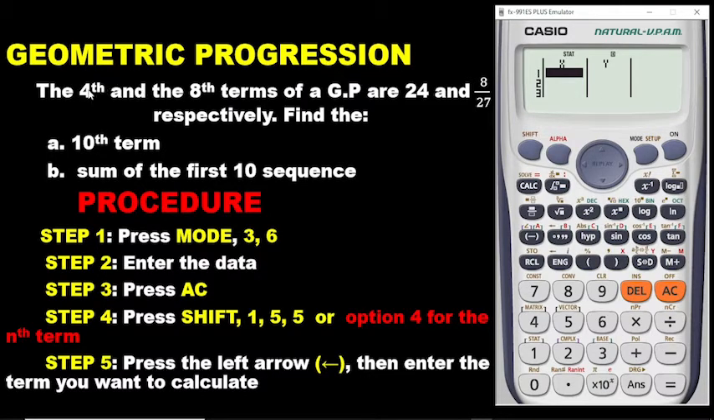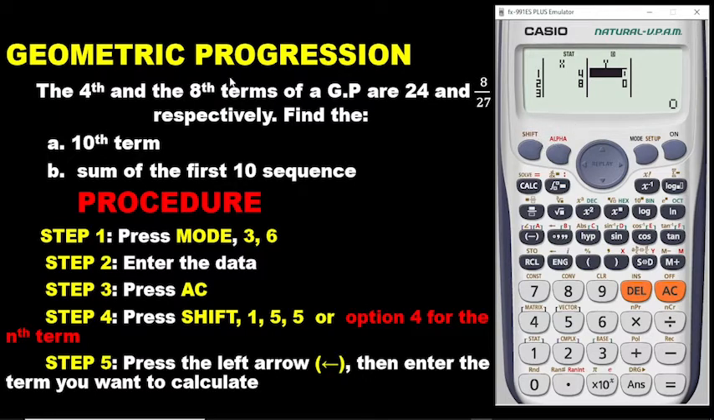So let's go. We have the fourth term. So you press 4 and then you press is equal to. The next term is the eighth term. So you press 8 and then is equal to. So now these are the two terms given in the question. So you use the up arrow to move up, and then you use the right arrow to go to the y coordinates.